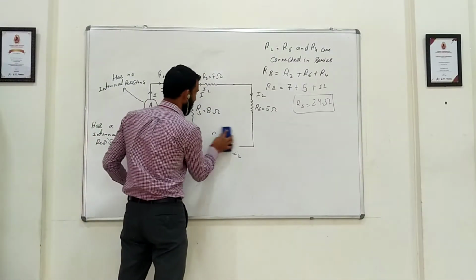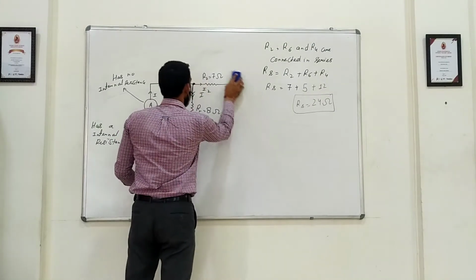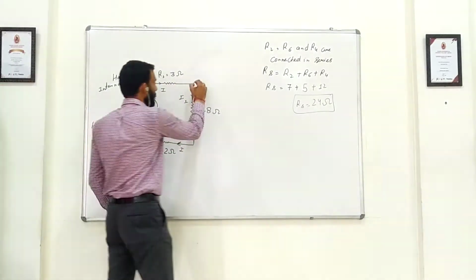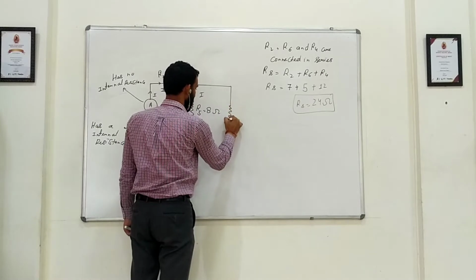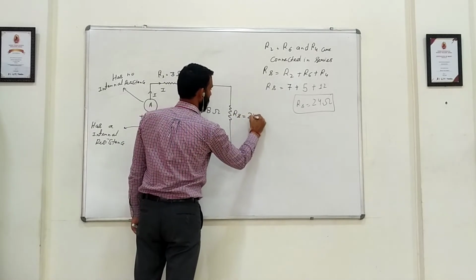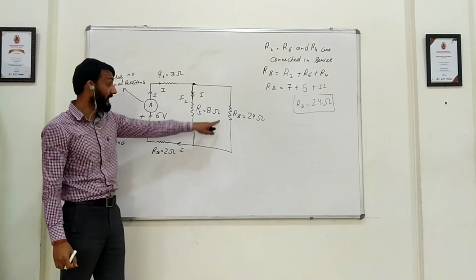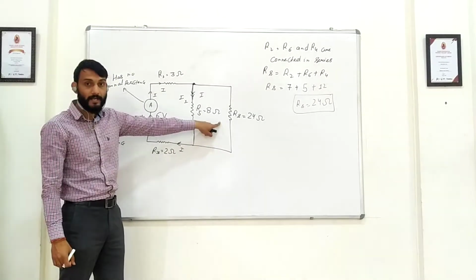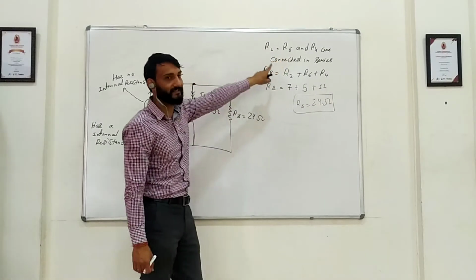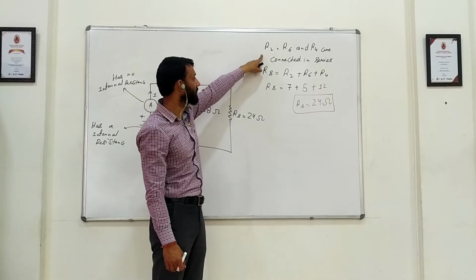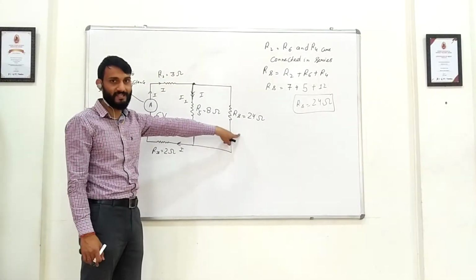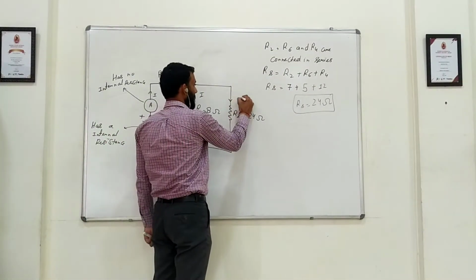I am going to remove these three, and instead of these three, I will just put a single resistor like this. This single resistor is RS, which is equal to 24 ohm. And what will be the current passing through this RS? The same current will pass through RS as it was passing through R2, R4 and R6. That current was I2, so the current passing through RS is I2.